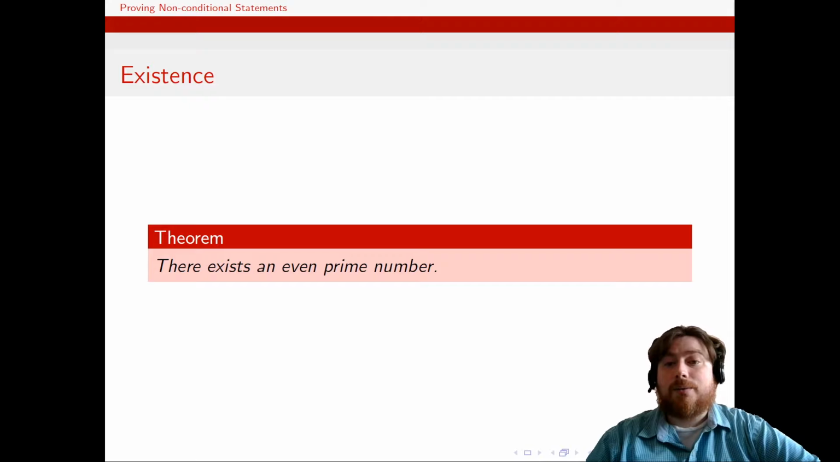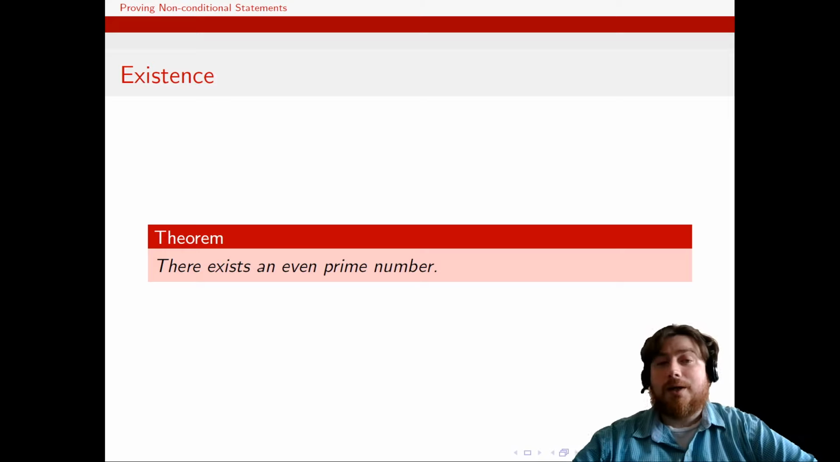Now, here's what I was getting to, is that those are kind of generalizations of if-thens. They're kind of generalizations of conditional statements that we have been working with. However, for this one, what we have is there exists an even prime number. So there is no if part, there is no then part. We just have to show there exists a prime even number.